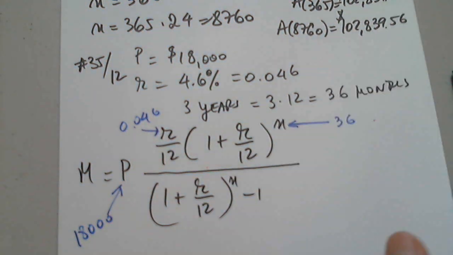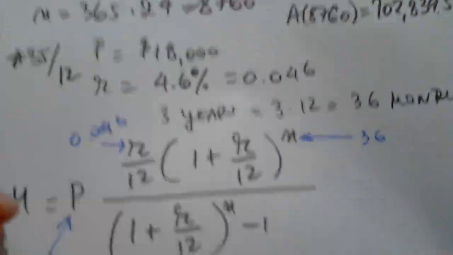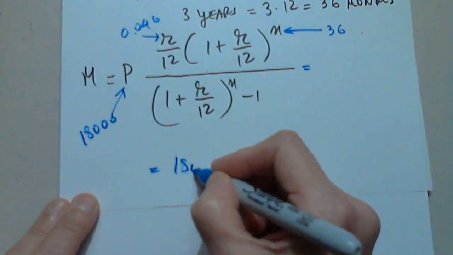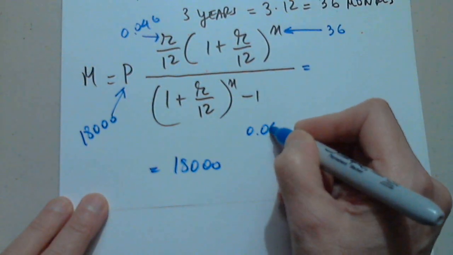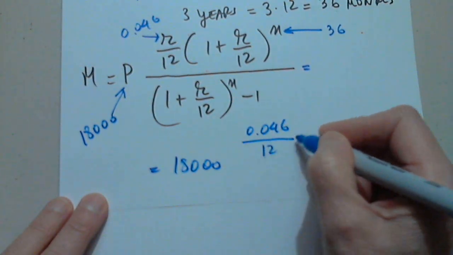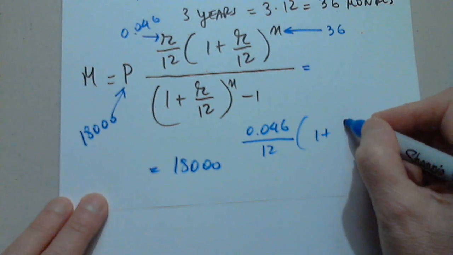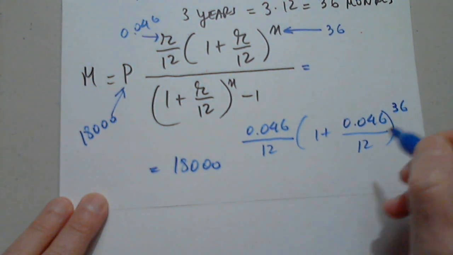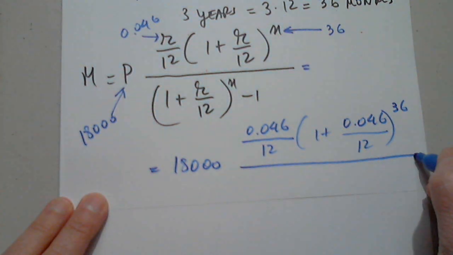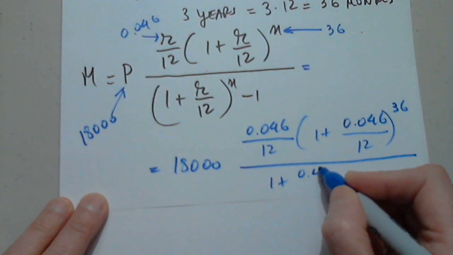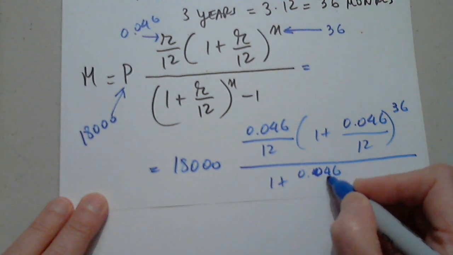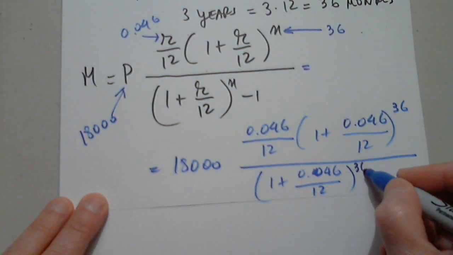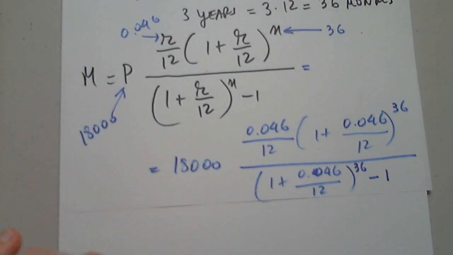I'm going to write it one more time so we can see it with those numbers in. So 18,000, 0.046 divided by 12, 1 plus 0.046 divided by 12, everything to power 36, everything divided by 1 plus 0.046 divided by 12, everything to power 36, and minus 1.